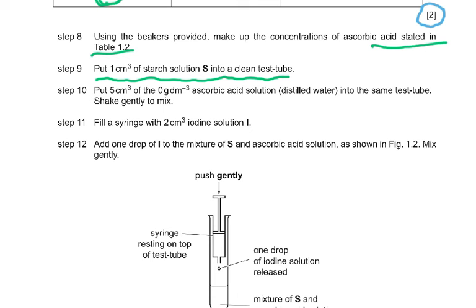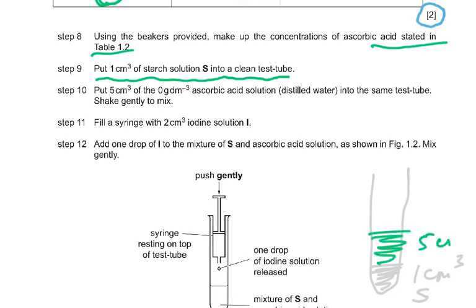Okay, now let's do a simulation. So this is the test tube, and you add 1 cm cube of the starch solution S in a clean test tube, and then you add 5 cm cube of ascorbic acid solution, of the 0 gram, which was the distilled water. So you added 5 cm cube of that, of the zero distilled water. This is distilled water, right? So you added distilled water into the same test tube and shake gently to mix.